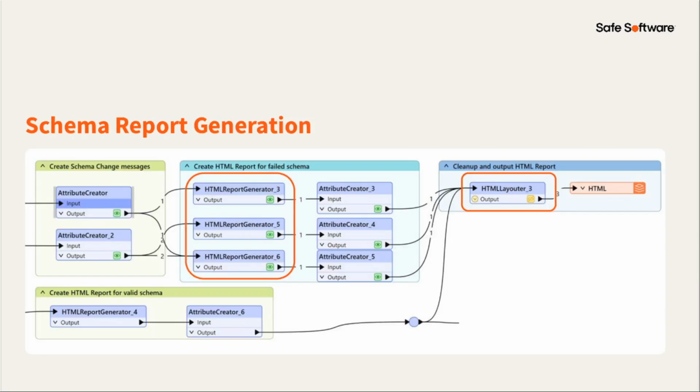For the schema report generation, we're just using a few HTML report generators, and what that's doing is creating some headers as well as some tables using the presets provided in there. And then we're using the HTML layouter to lay out that HTML to make it look a little bit nicer before writing it out. You could also have your reports generated in PDF or different formats if you wanted, or just sent out as an email.